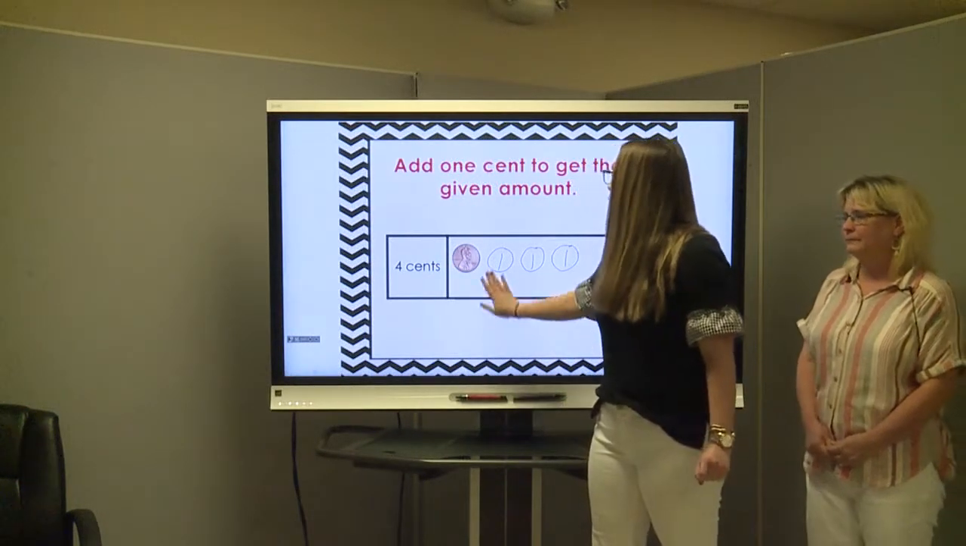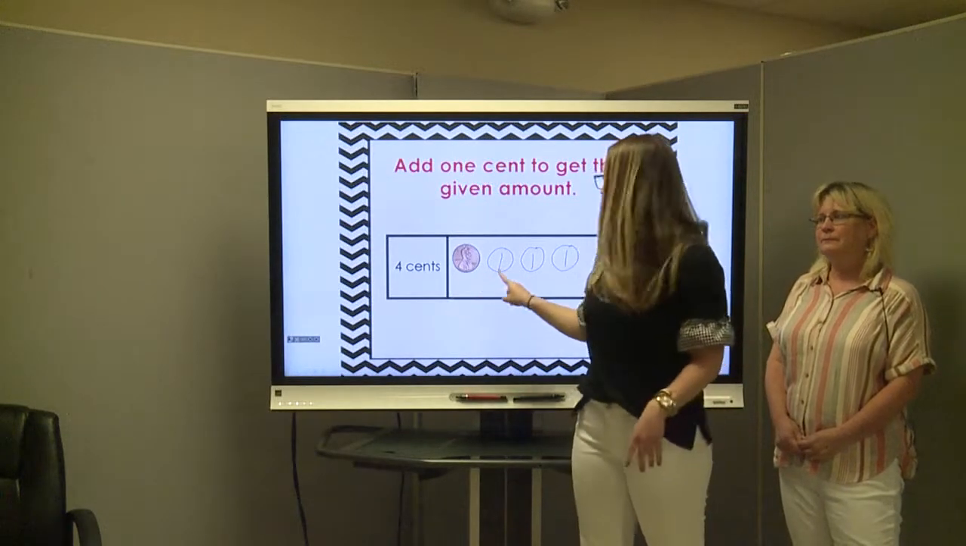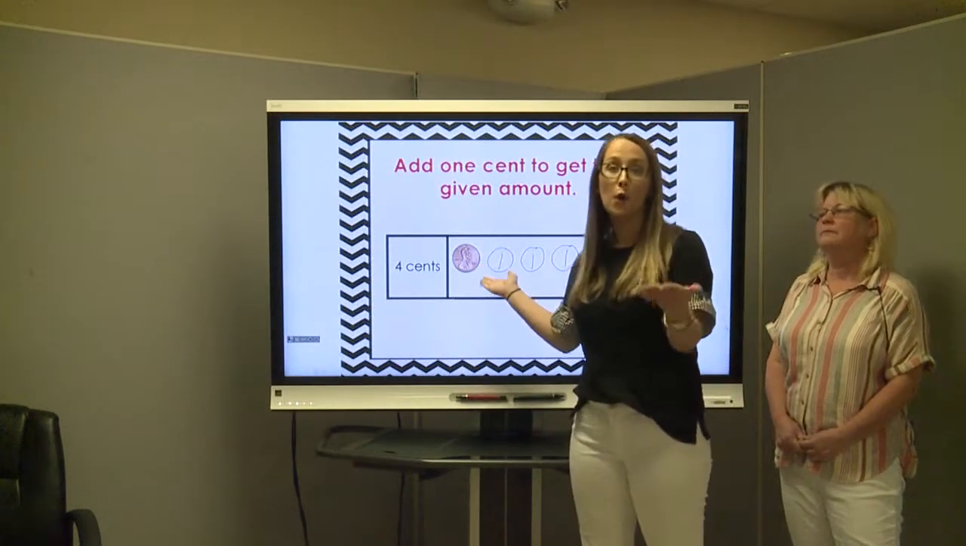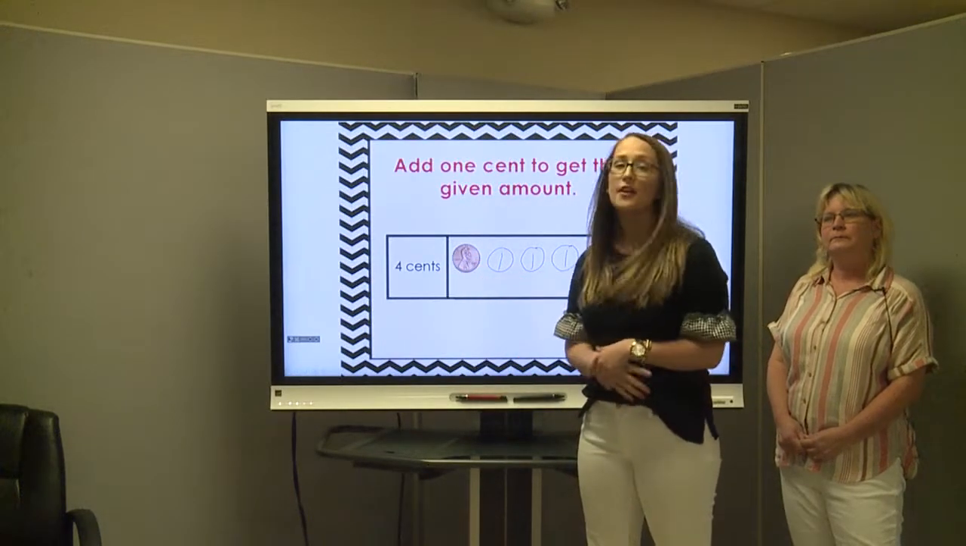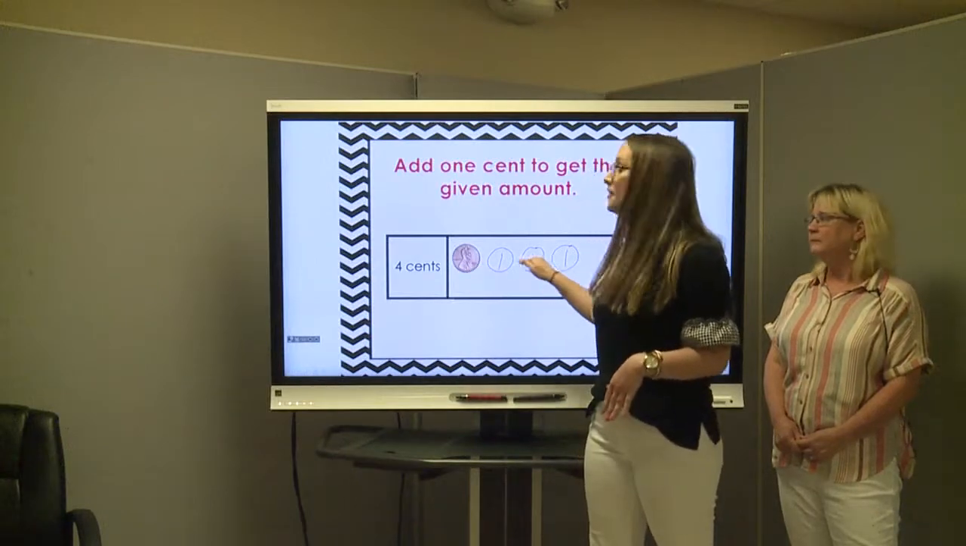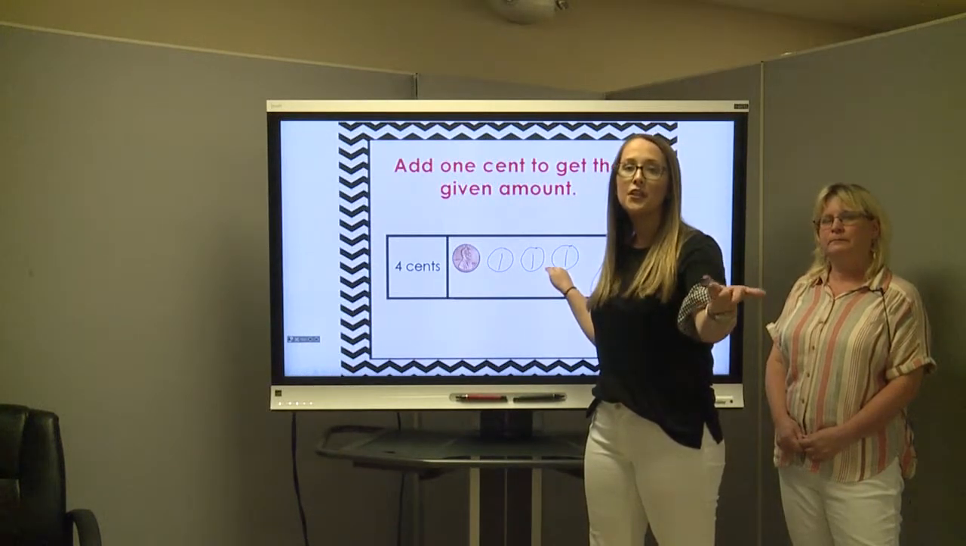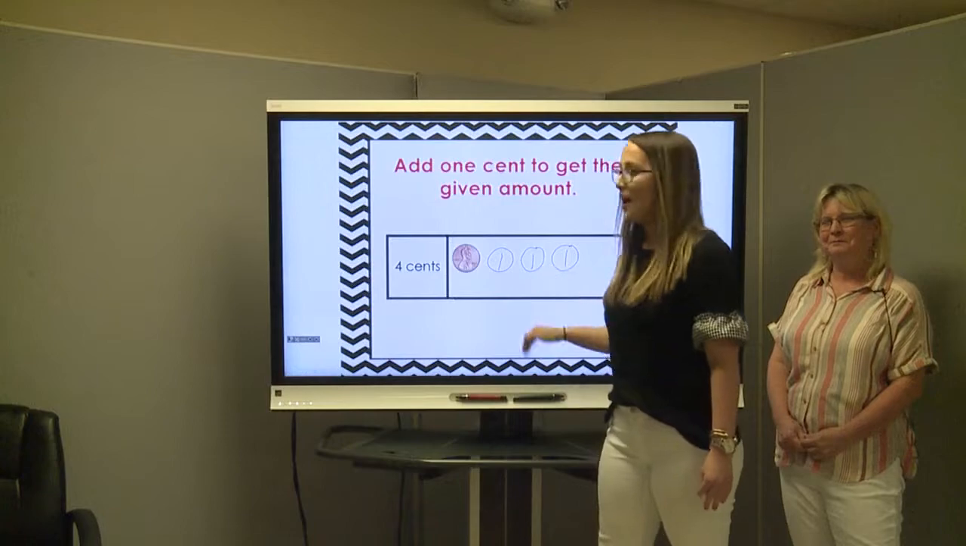Now, we draw our coins by putting the value, so a penny's worth 1 cent, just in a circle. We don't have time to draw all these spaces and all the details on a coin. So this is just an easy way for you and your teacher to know what coin you're talking about.